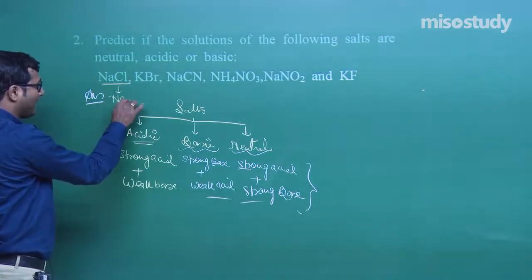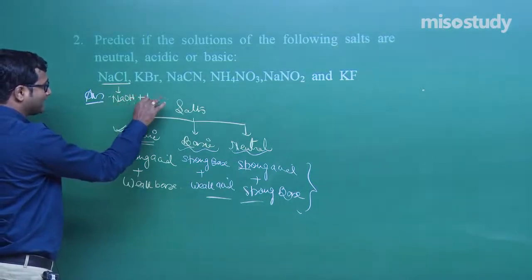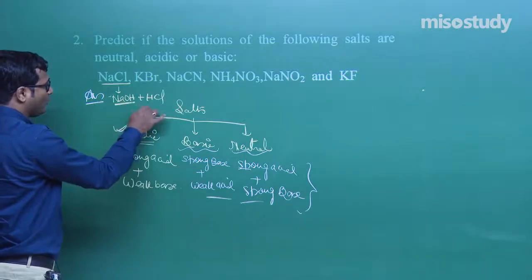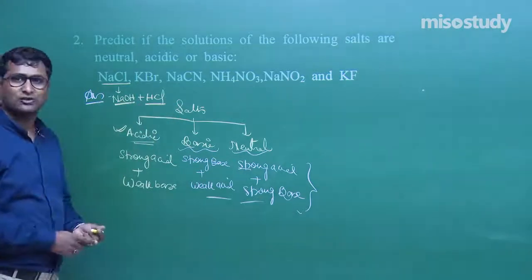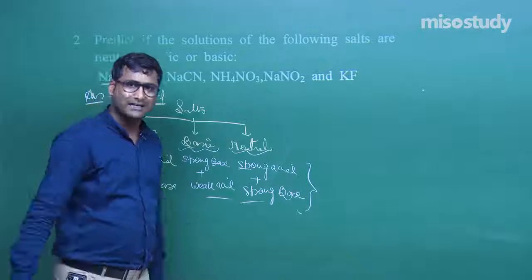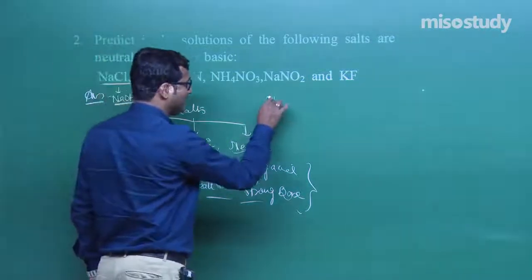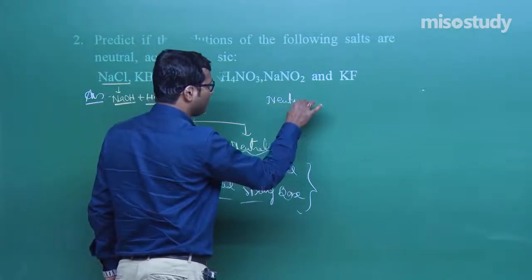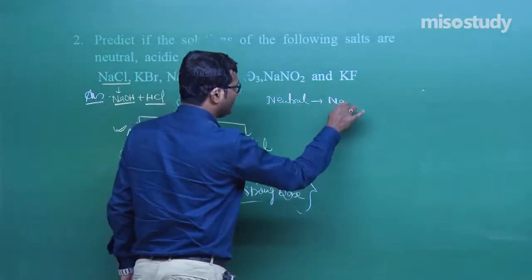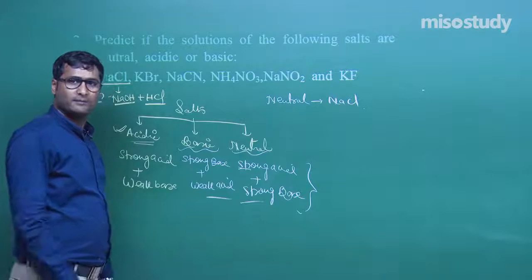NaCl comes from NaOH plus HCl. As we know, NaOH is strong and HCl is strong. Both NaOH and HCl are strong. So what will you say? That NaCl is an example of, my friend, neutral salt. Am I right?